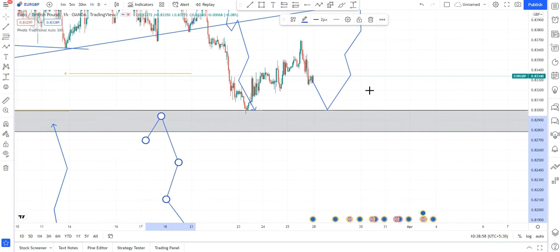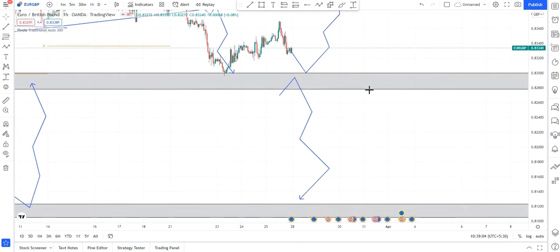If it comes and takes resistance, it will give us a very big momentum up till here. If it takes resistance, then our first target, second, third and fourth target.